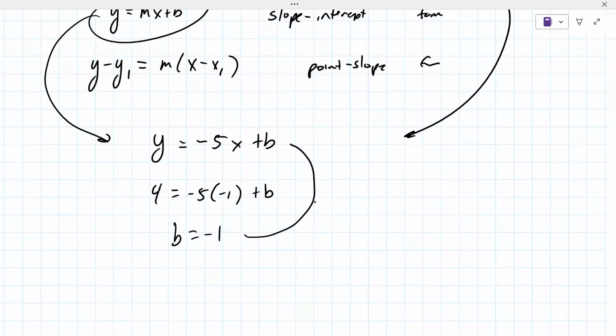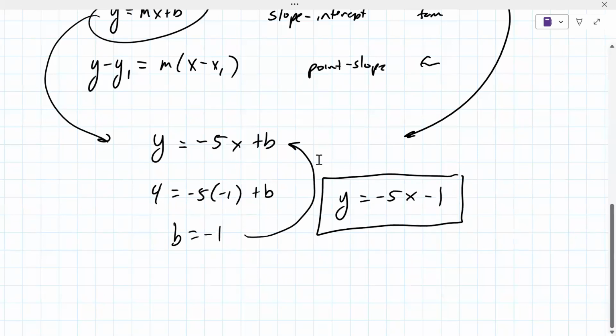So once you get that, you put it back into this equation right here, and you get y equals minus 5x minus 1. That is your final answer. Plus 1 or minus 1? I heard you say plus. It is -1. It's the b value. It's plus b, but when b is negative, you replace it with that. Okay, got it.